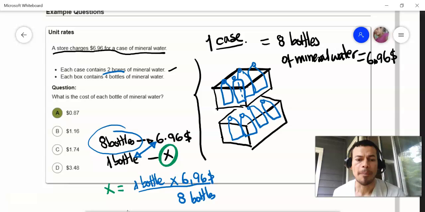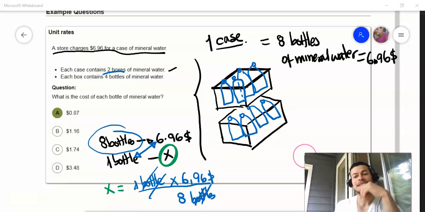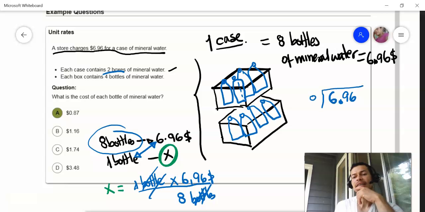Bottles cancel each other out. And now what I have to do in my problem is divide 6.96, I'm going to put a point here so you don't get confused, divided by 8. Okay, so this is a division problem.